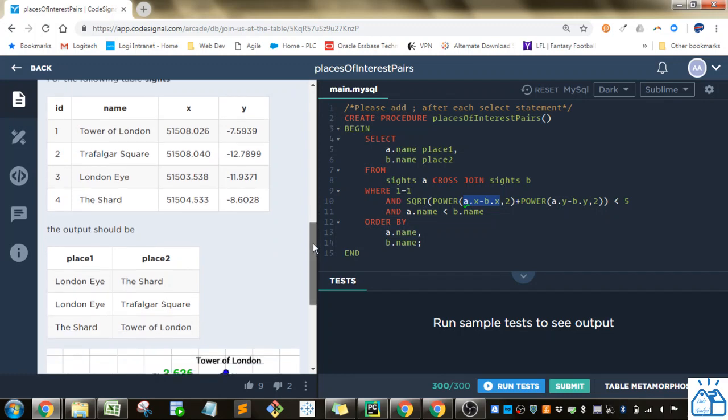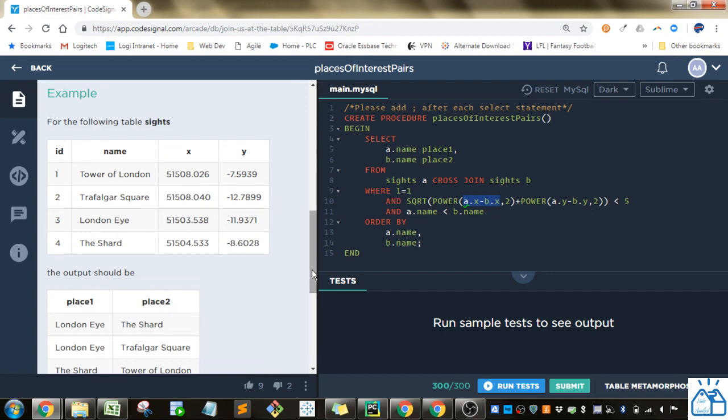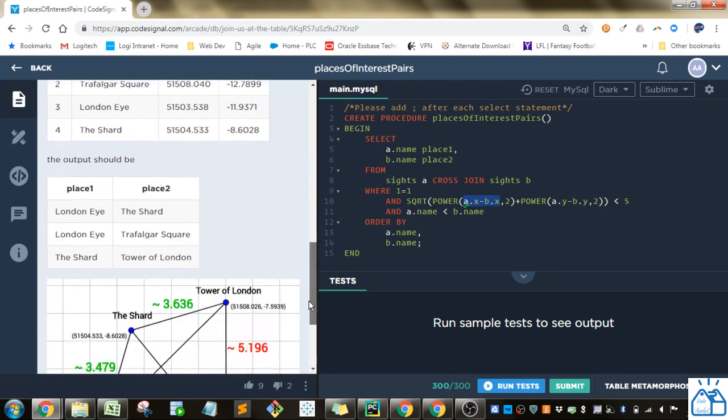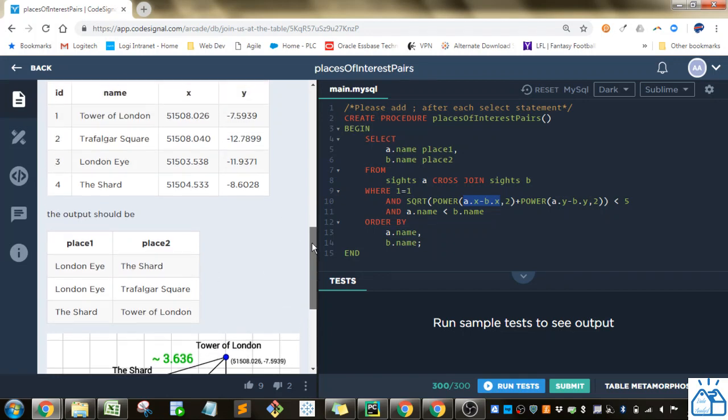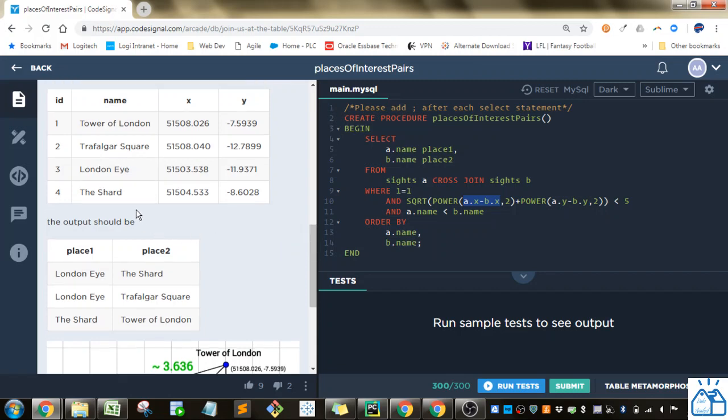And then, since this is going to do every combination, and we don't want duplicates, and we only want where the first place is alphabetically before the second place, what we're going to do is A.name is less than B.name. So this is going to eliminate London Eye with London Eye. It's also going to eliminate, for instance, the Tower of London with Trafalgar Square, you're not going to see that because Trafalgar Square is alphabetically after that.